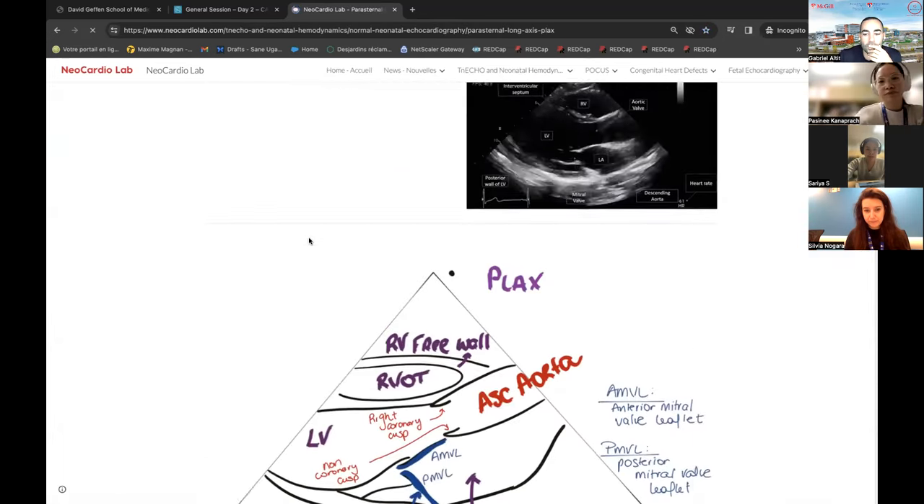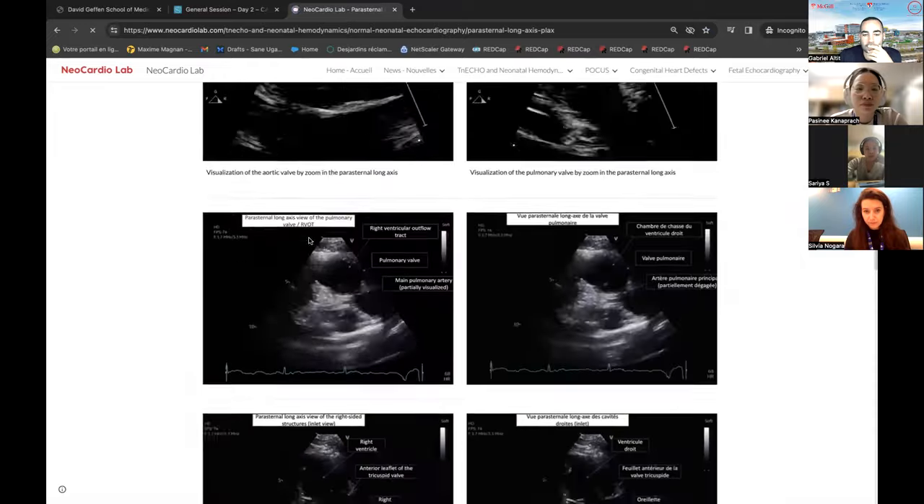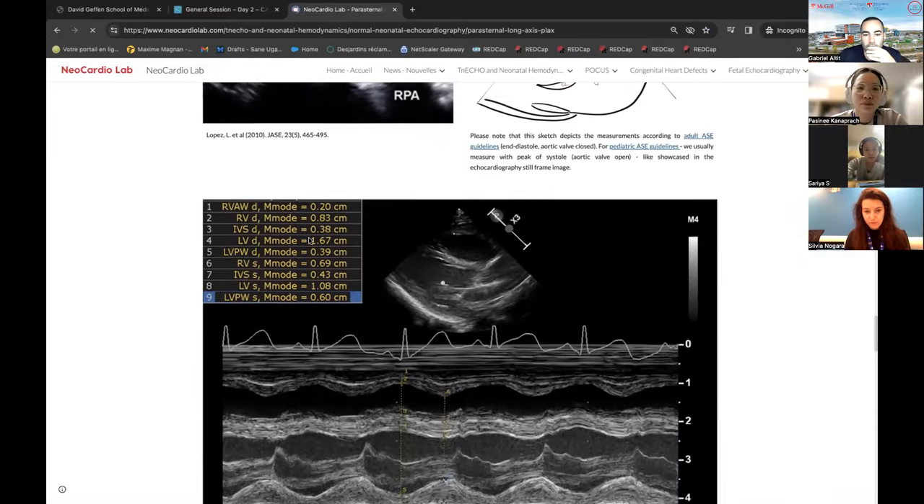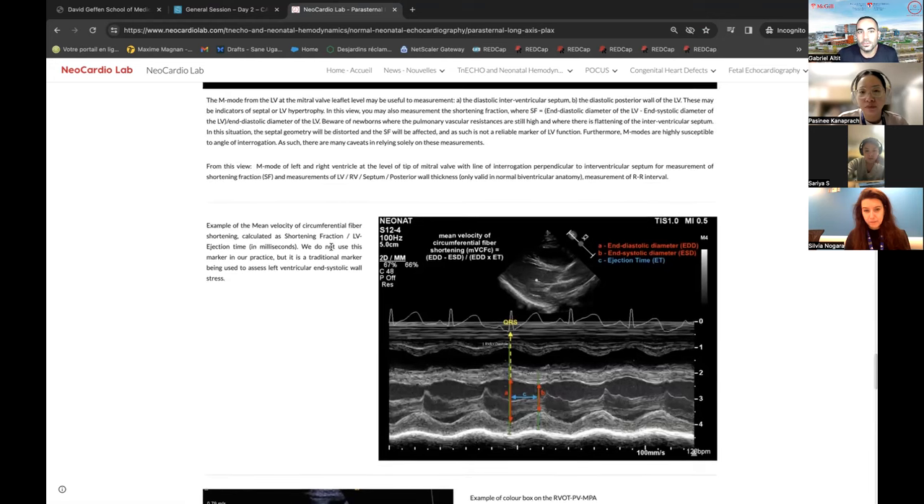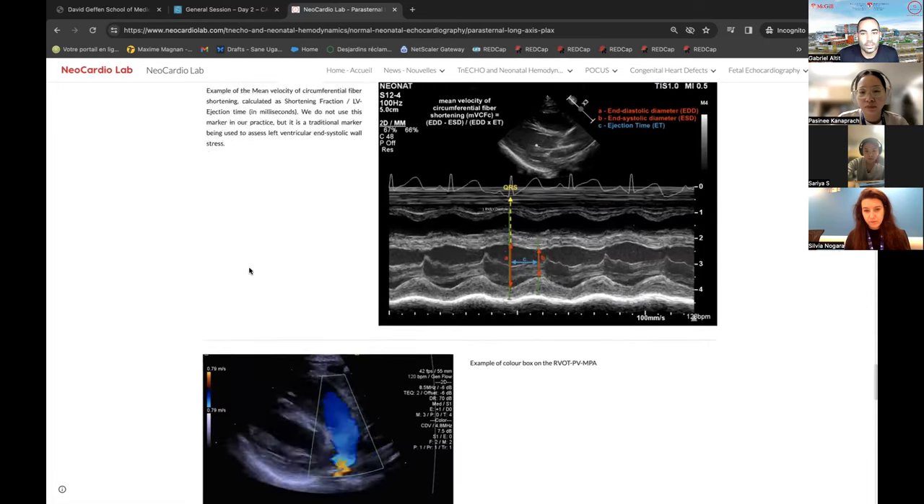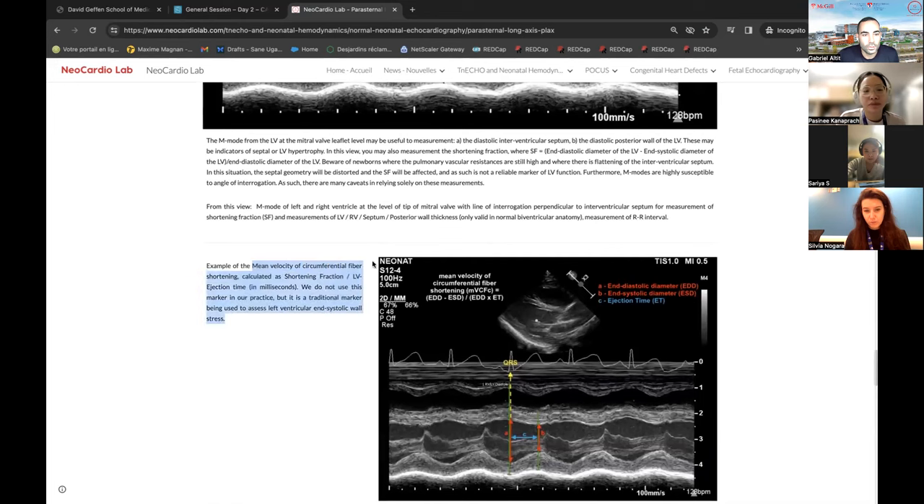So if you go in parasternal long axis, a lot of the views that I'm showing are represented here. If you look here, the QRS is here, right? At the end peak of diastole, your QRS is here. And this is the peak of contraction. And eventually it starts re-relaxing. So if you take this measurement, this is the ejection time. This is the time you spend in ejection. So let me just show you what I mean.